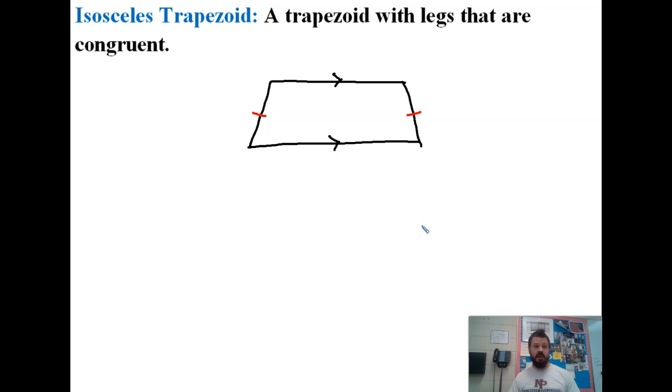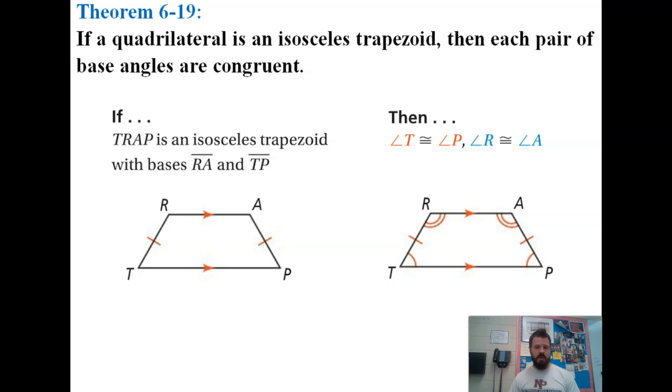Okay, so that's how we'd construct an isosceles trapezoid. Alright, then we have one property specific to isosceles trapezoids, or one theorem about them. I'm going to say that if a quadrilateral is an isosceles trapezoid, then each pair of base angles are congruent.